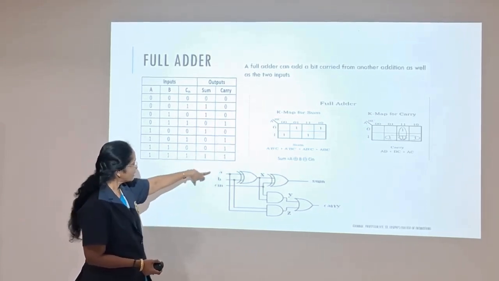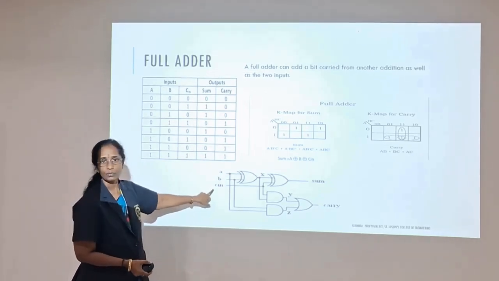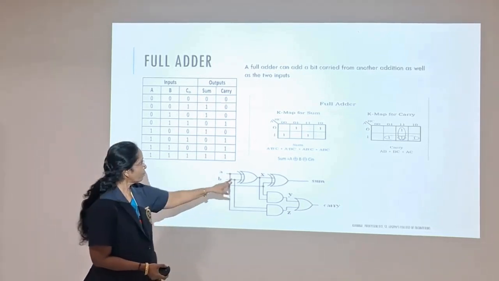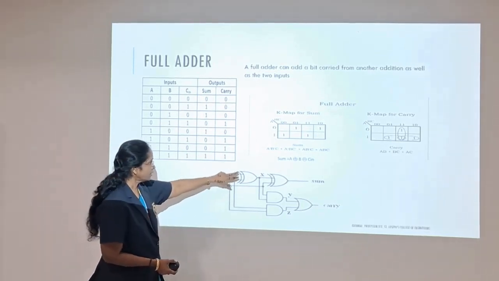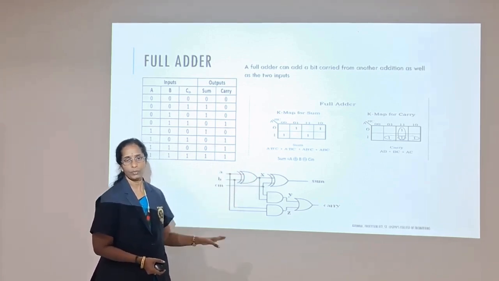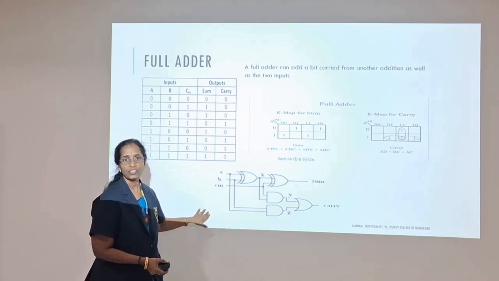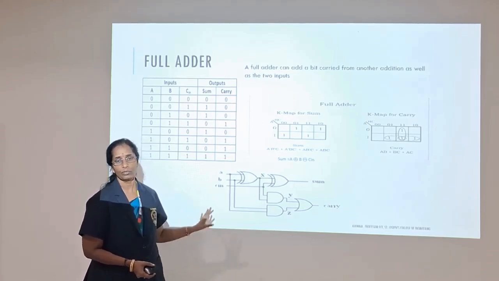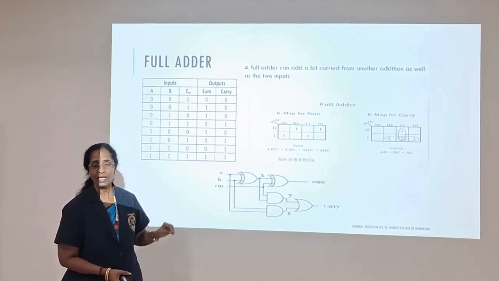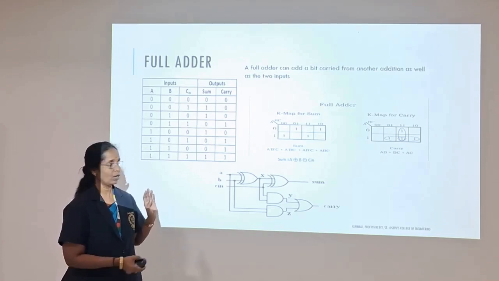To represent this, I am going for the circuit. What are the inputs? A, B, Cin are all the inputs. What are my outputs? Sum and carry are the outputs. To represent this, A and B are first XORed, and that will be XORed with the third input bit, and so on. So this is the construction of our full adder circuit. Okay. In the Verilog code, how we are going to describe this hardware, that we will see now.